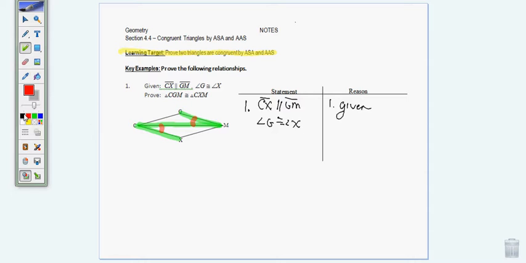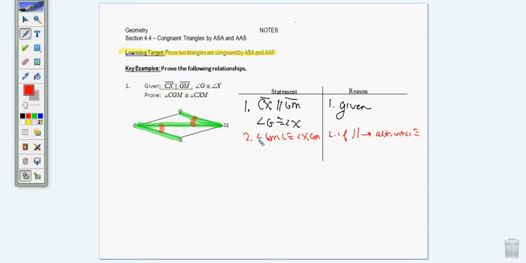Remember when we were driving the rovers and we had to have the rover go forward, pull backward, and then go forward at that same angle. Those were alternate interior angles. So in step number 2, I'm going to say that angle GMC is congruent to angle XCM. And the reason for that is if I have parallel lines, which I did have, then I have those alternate interior angles congruent.